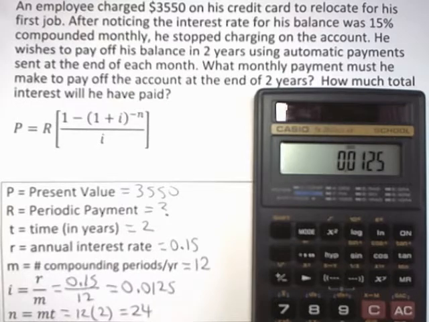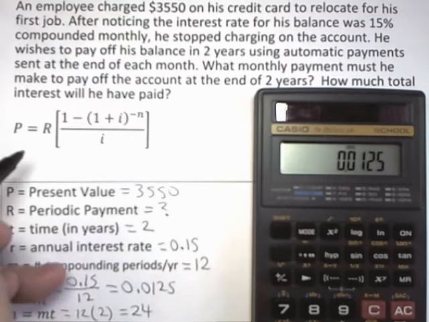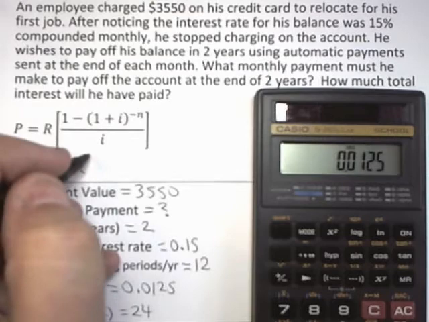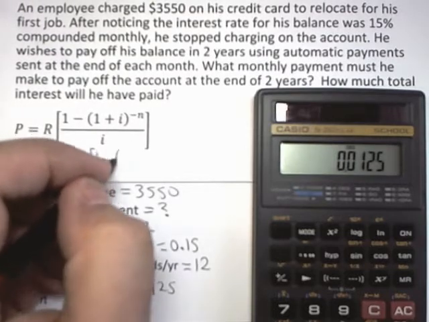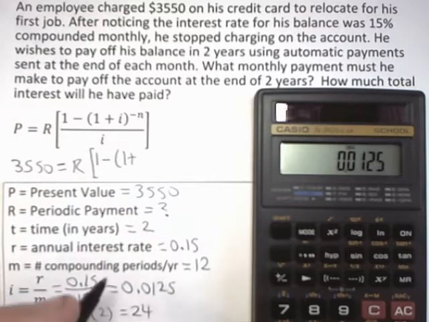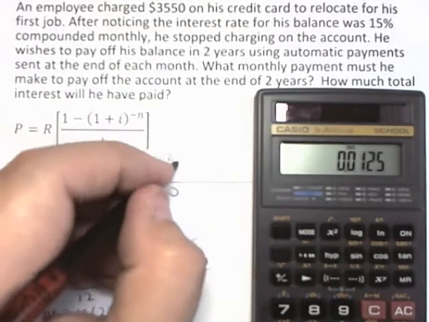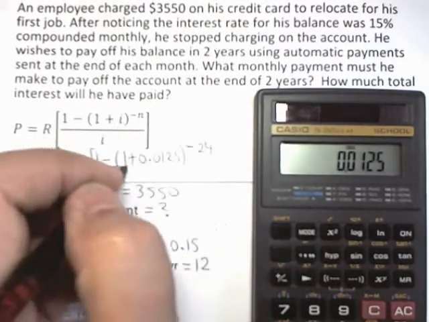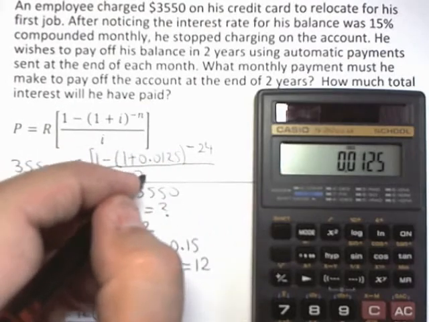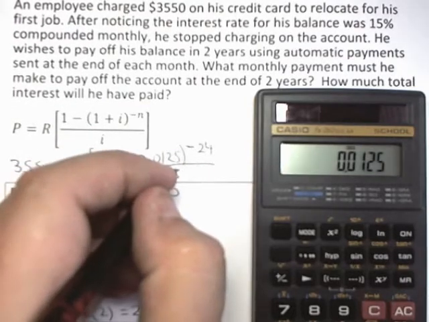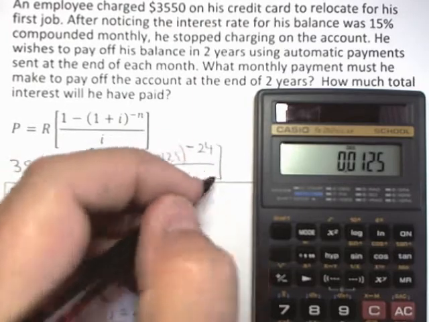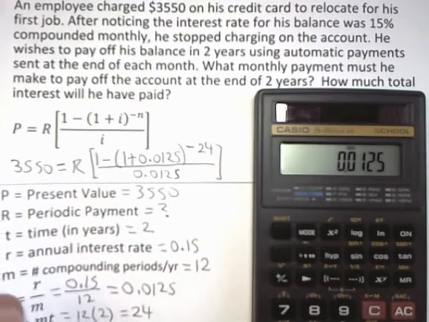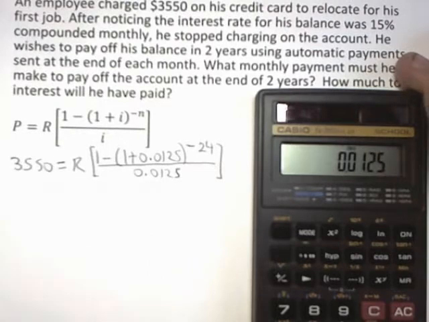And at this point it pretty much becomes plugging in and calculating. So we get 3,550 equals, capital R is what we're looking for, 1 minus the quantity 1 plus little i, which is 0.0125, raised to the power of minus n, which would be minus 24, all divided by little i, which is 0.0125. And now it pretty much becomes an arithmetic problem and playing with your calculator and getting all those things correct. So let's make some room and see if we can do that.